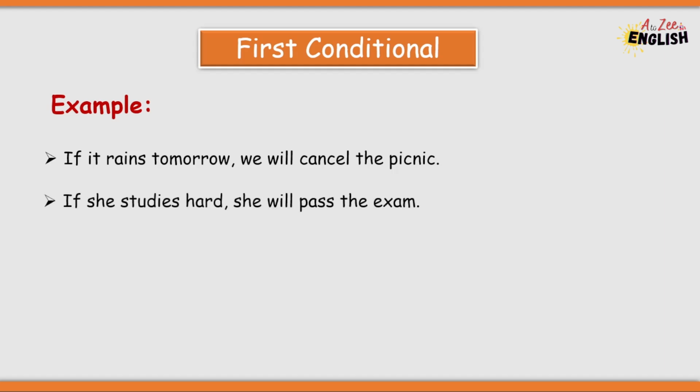Another example, if she studies hard, she will pass the exam. Here, if she studies hard is in the present simple form, it is the condition, and the outcome is that she will pass the exam. This sentence indicates a likely future outcome, that is passing the exam, if the condition, studying hard, is fulfilled.